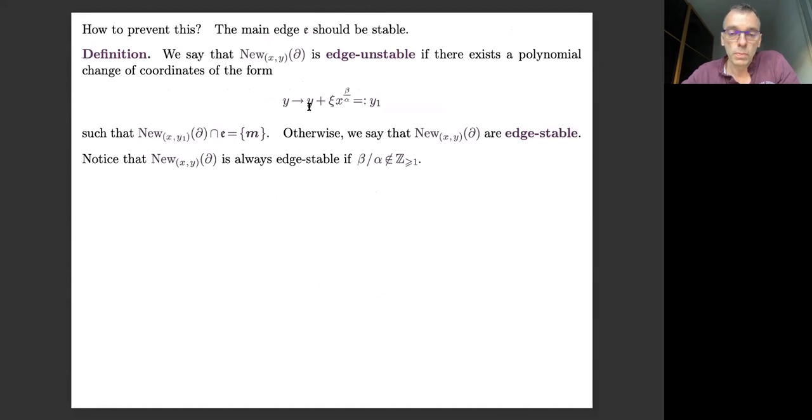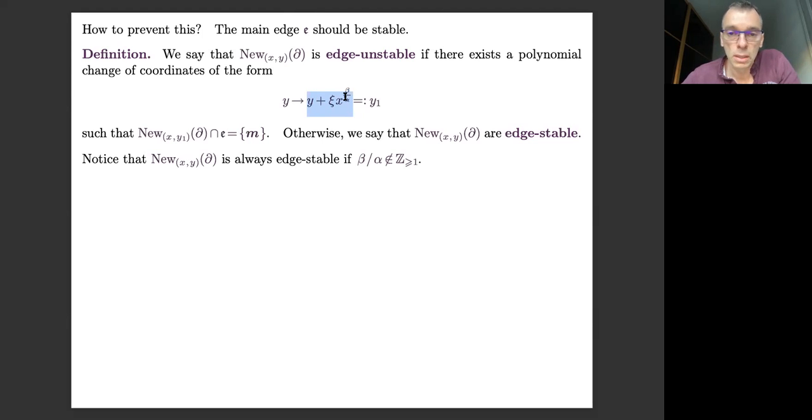So the idea is that once you choose an adapted system of coordinates, you try to test all such polynomial changes of coordinates to see if you can eliminate all points on the edge except the main vertex, right? So you test this map, and you say that the Newton polygon is edge stable if you're not able to eliminate all the main edge by any map of this type.